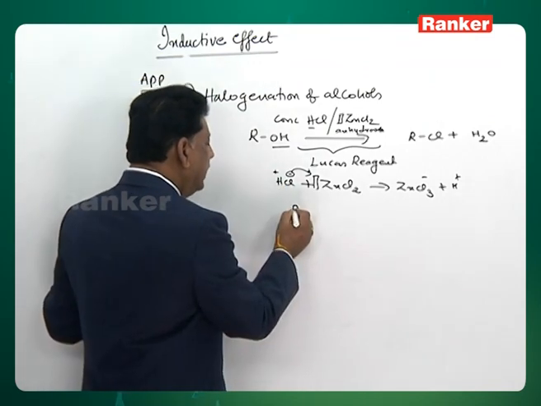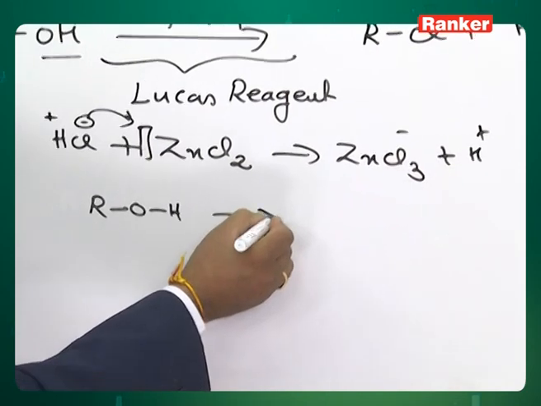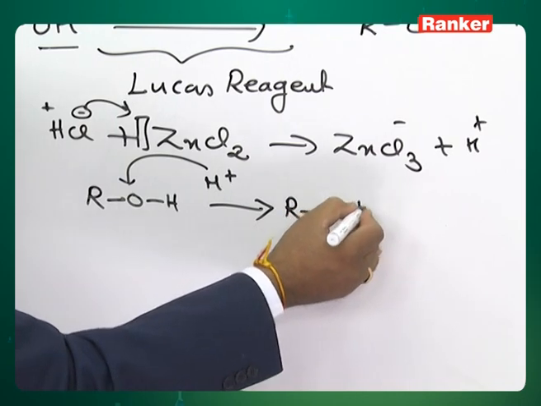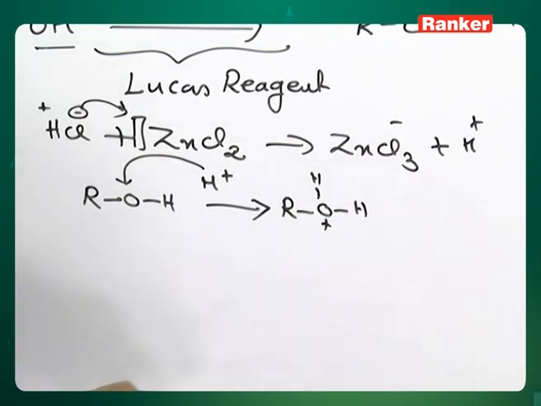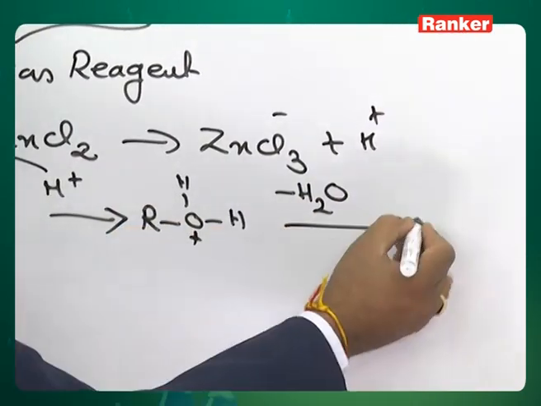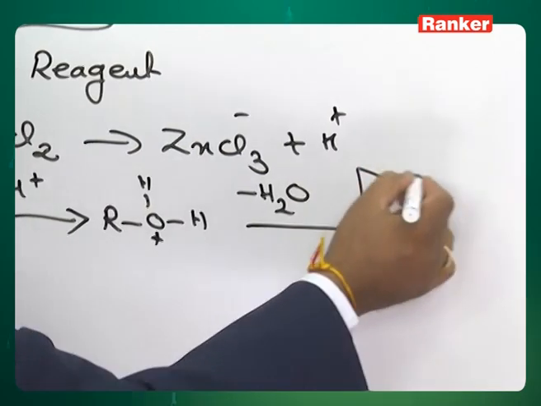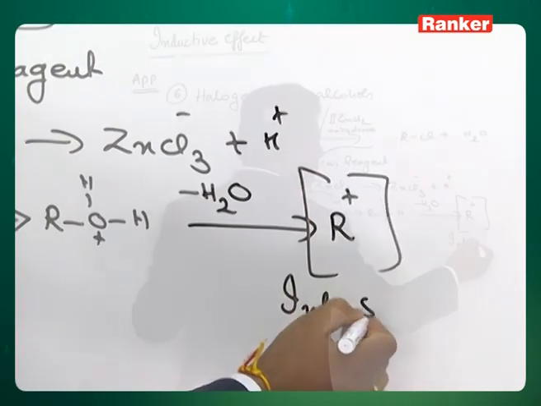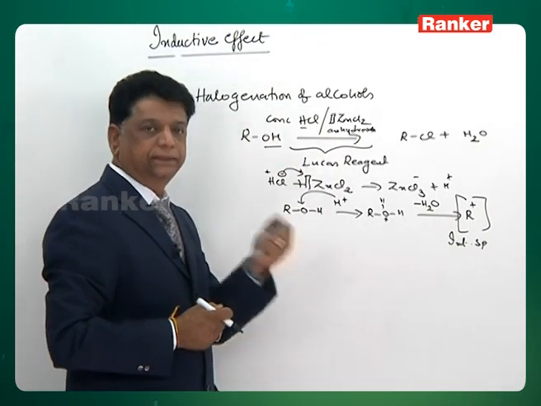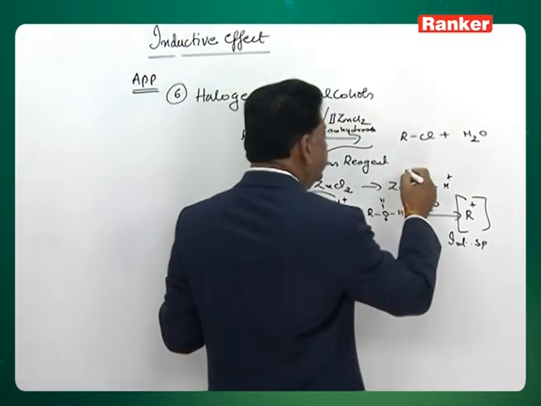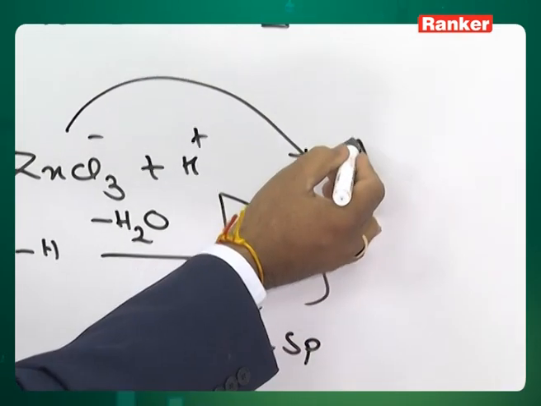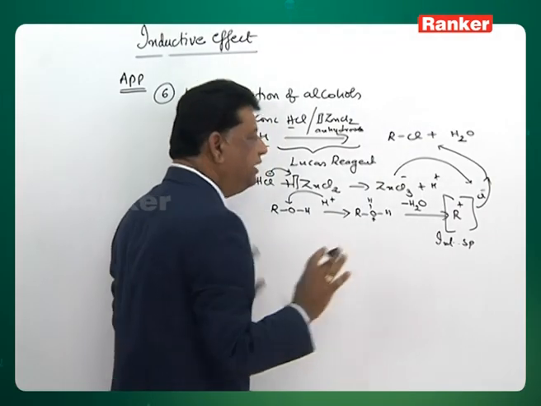That H plus is going to react with the ROH, it shows a protonation. H plus attacks the O and you get a protonated alcohol, right. So, the protonated alcohol undergoes loss of water, minus H2O. So, this R will become R plus. This is the intermediate species. So, in the alcohol to alkyl halide conversion, what is the intermediate species? R plus. On the R plus, ZnCl3 minus again donates the Cl minus, that minus will attack and you get the alkyl chloride. That is the final reaction.